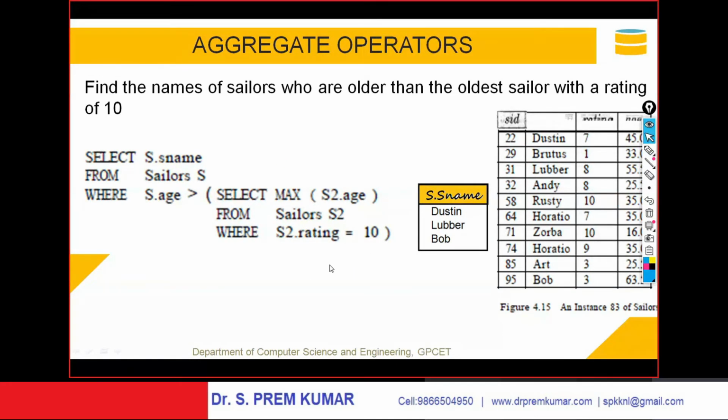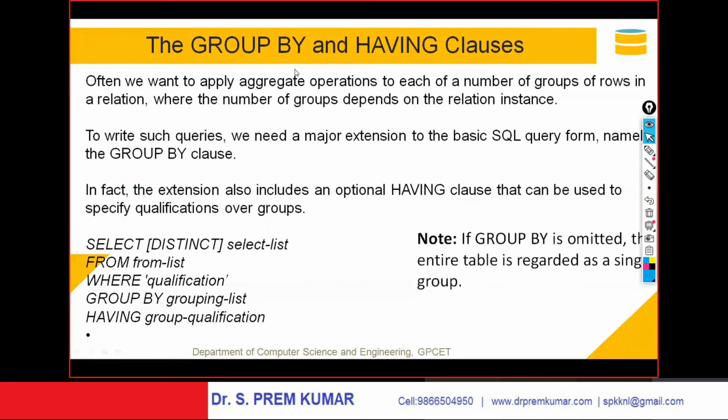I'm going ahead with the next query: group by. Group by is used to group on common attributes. In multiple relations, if you have common attributes, then we use group by. On common attributes, we group. That is group by. Example.